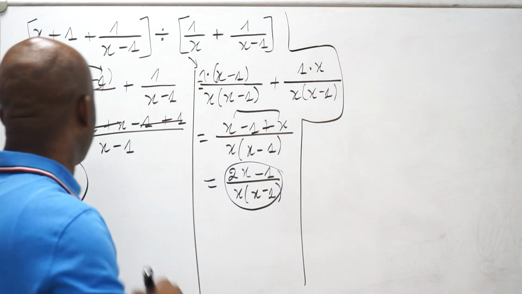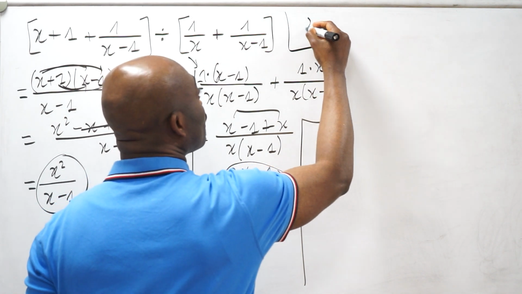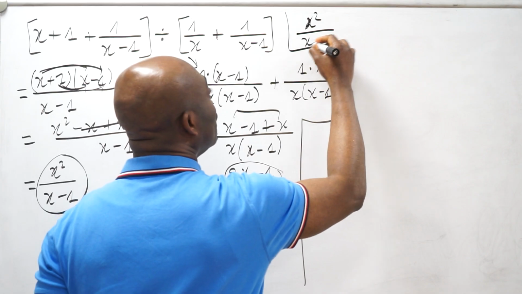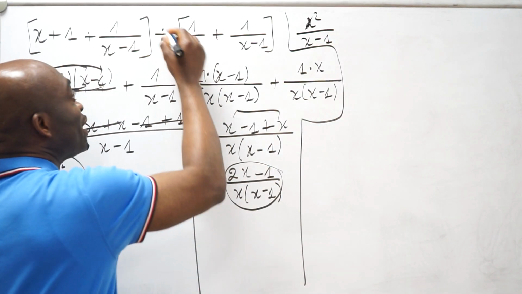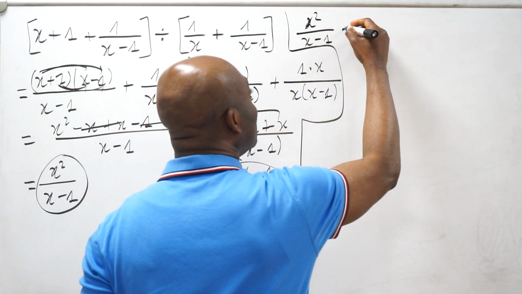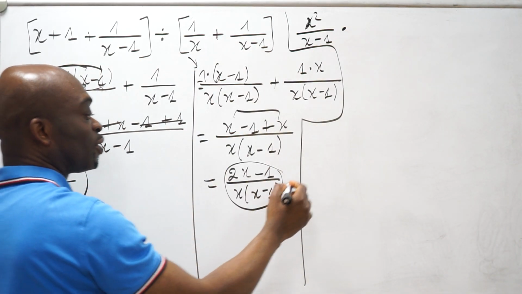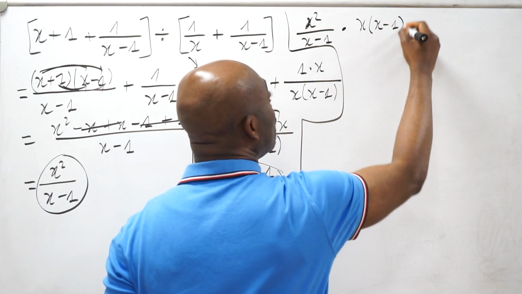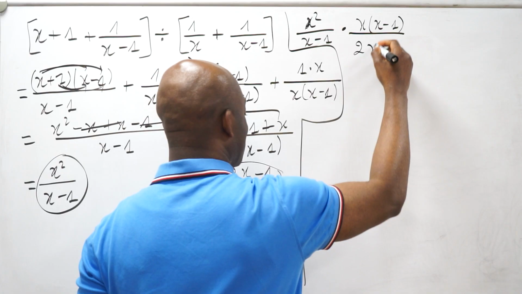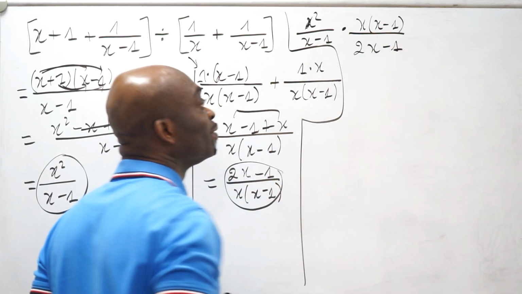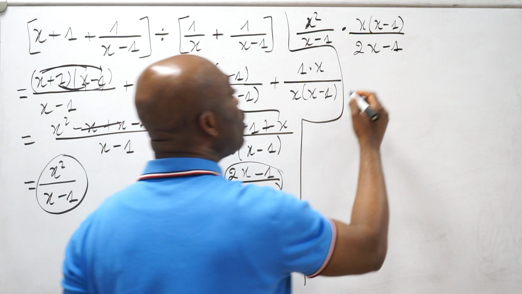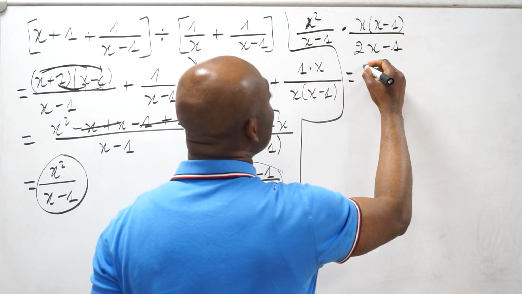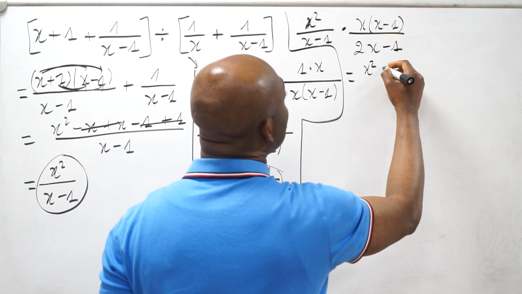So when we take this one here, x squared over x - 1, we change the division to multiplication, right? And flip over the second fraction. The second fraction would be x times (x - 1) over 2x - 1. So what would that be equal to? This would be equal to x squared times.